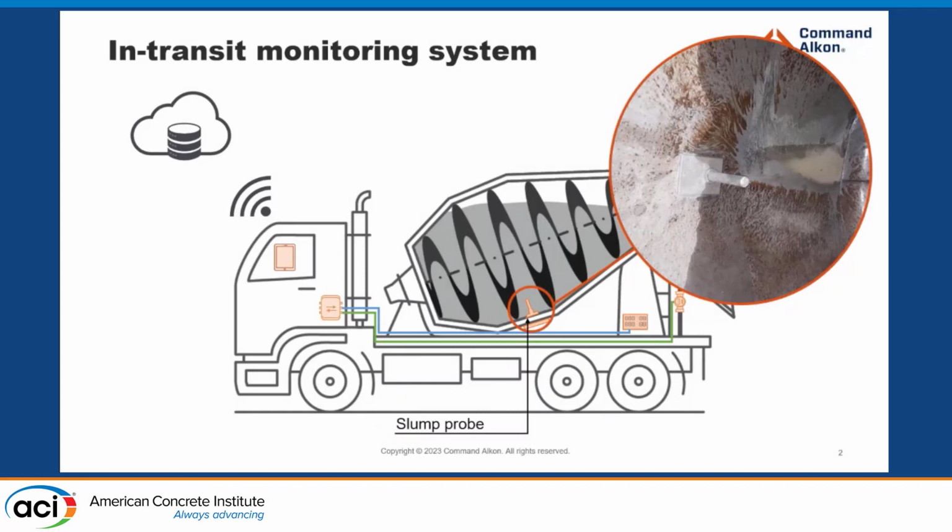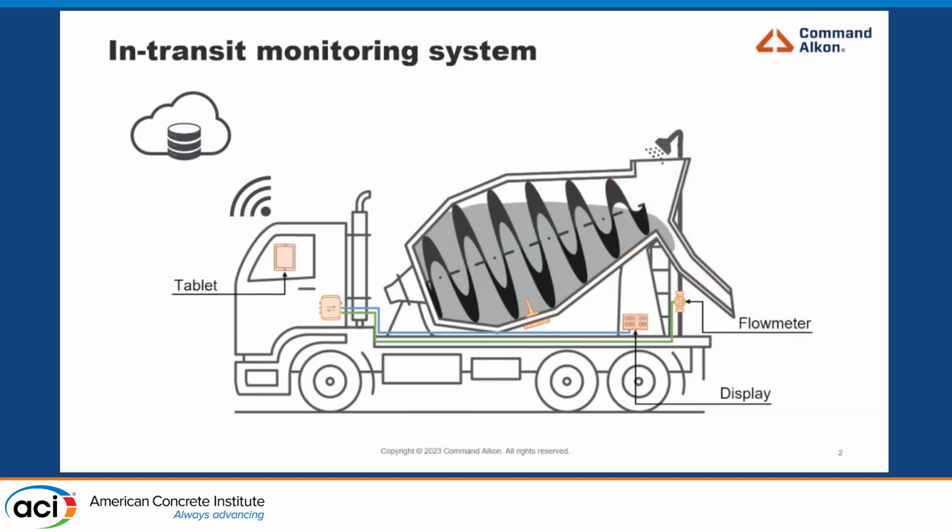It's like a big steel piece that is attached to the surface of the drum. You've got a picture of it here, and every time the drum does a revolution, the slump probe goes through the concrete and deforms, and based on those deformations, we can estimate the slump value. All of the data produced are collected wirelessly to a tablet. There's a display and a flow meter. All the data are sent to the cloud as well.